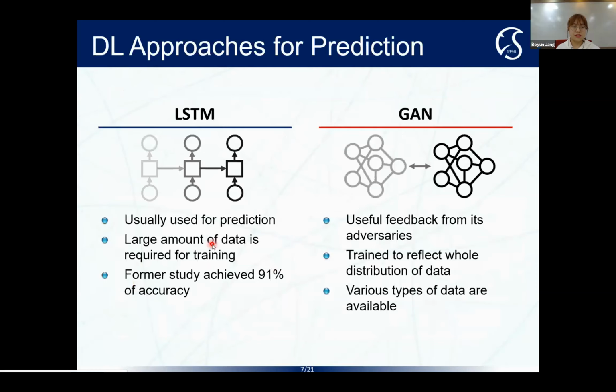To compare the basic LSTM structure and GAN, the performance of LSTM is limited to the availability of a large amount of data while training, and this is not always the case for cellular networks. GAN has three features: useful feedback from adversaries, training about the distribution of data, and various types of data available. And this can overcome the limits of LSTM. These are the reasons why our work used the GAN framework as a prediction model.